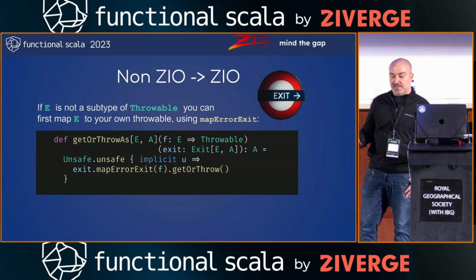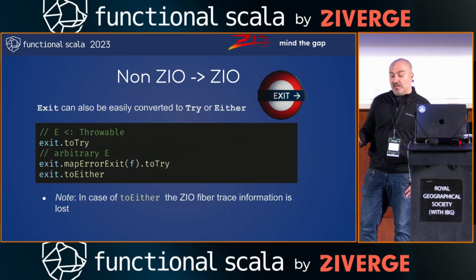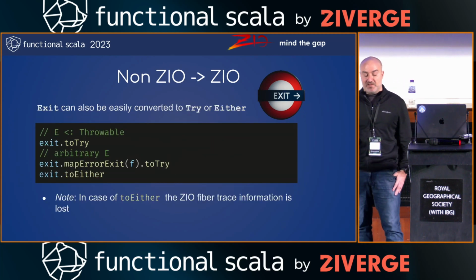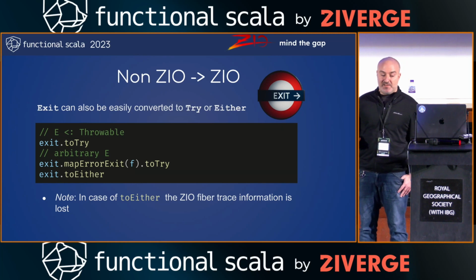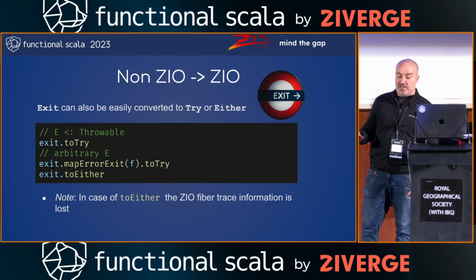So that's that. And let's say your client actually prefers a Try, so you can give it an exit to Try, or you can make it an Either. But just note that in the case of Either, you will lose the fiber trace in the left case, which can be helpful, as we will see.